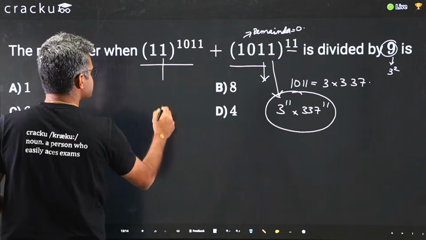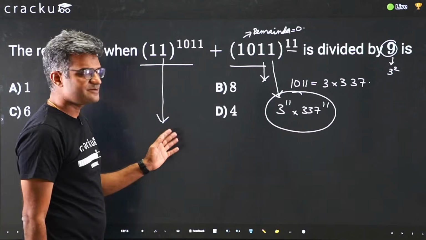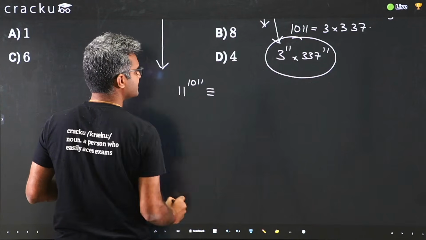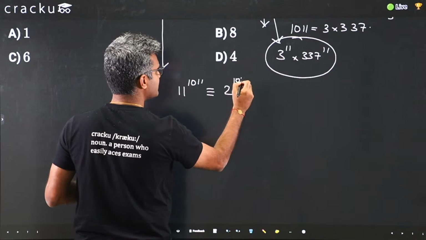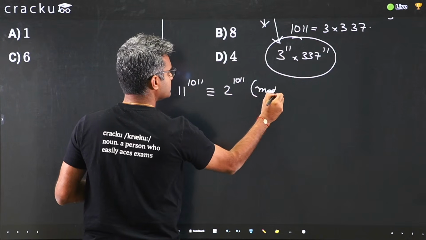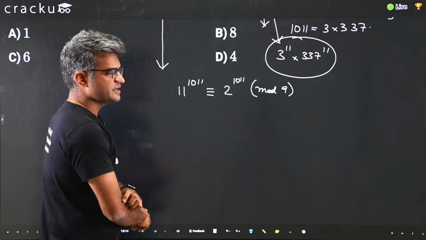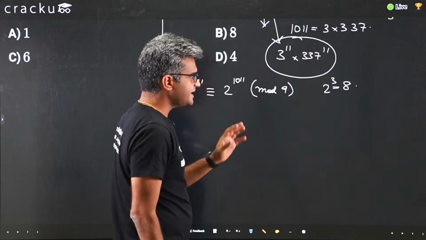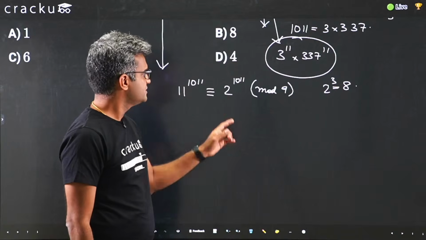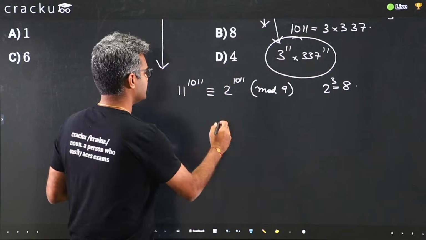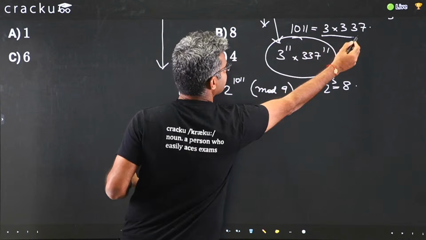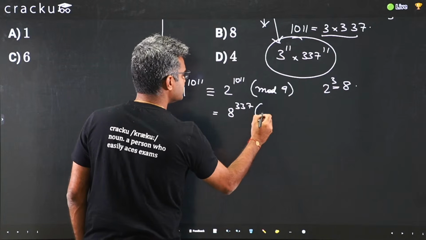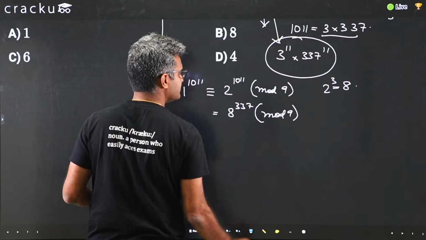What is the remainder when the first term is divided by 9? 11 is 9 plus 2. So the remainder when 11 to the power 1011 is divided by 9 is the same as the remainder when 2 to the power 1011 is divided by 9. We know that 2 cube is 8, and 8 leaves a remainder of minus 1 when divided by 9. So 2 to the power 1011 is, because we know that 1011 is 3 into 337, 8 to the power 337 divided by 9. The same remainder will be the answer.